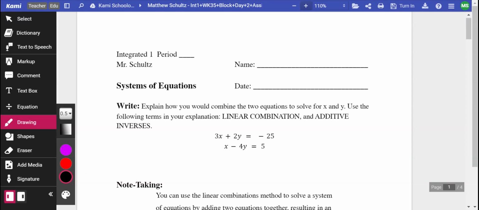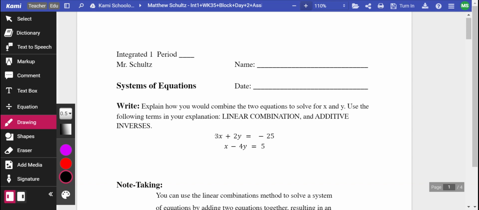Alright guys, welcome to our block day 2 work from last week. It says explain how you would combine the two equations to solve for x and y. Use the following terms in your explanation: linear combination and additive inverses. So in order to solve these, we have to make sure that we get the additive inverse in order to do linear combination.